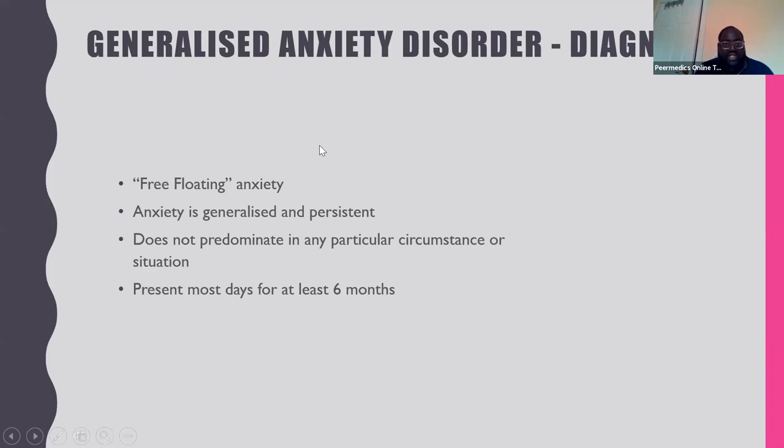So generalized anxiety disorder, this is the other type of anxiety disorder, really common comorbid with depression, with substance use as a mental health problem. And people talk about it as a free-floating anxiety. And that sort of means that it's not related to any specific environment or any triggers. Yeah? And it needs to be prominent most days for at least 6 months.